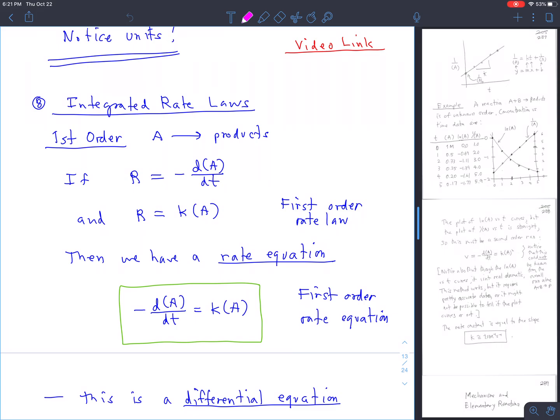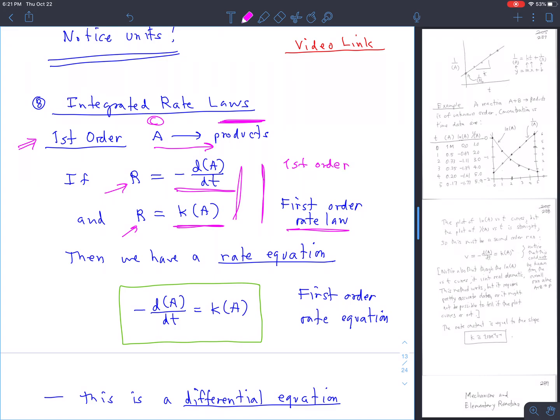So let's take the very simplest case, a first order reaction. If the reaction is an elementary reaction, it'll look like this. It'll have a single reactant going to some set of products, and it doesn't matter what the products are. The rate then is equal to, according to one definition, minus dA/dt, the rate of change for A. It's also equal to, according to the rate law, a rate constant k times the concentration A. That's a first order rate law. That's what makes this whole thing first order.